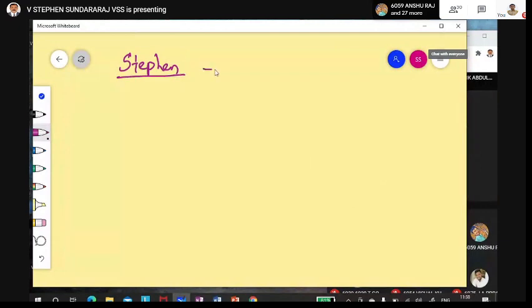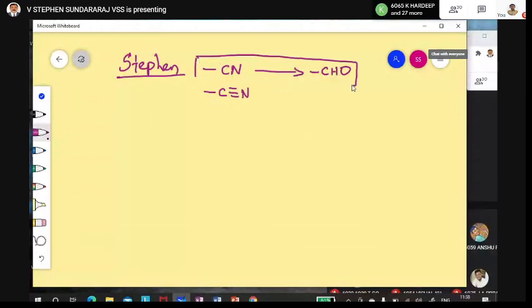You remember that nitrile, C triple bond N. So this nitrile is converted into aldehyde. So this is functional group: one functional group is converted into another functional group. Here the reagent is stannous chloride. You know, stannous means Sn2+, stannic is Sn4+. So here stannous chloride is used, R C triple bond N plus HCl.